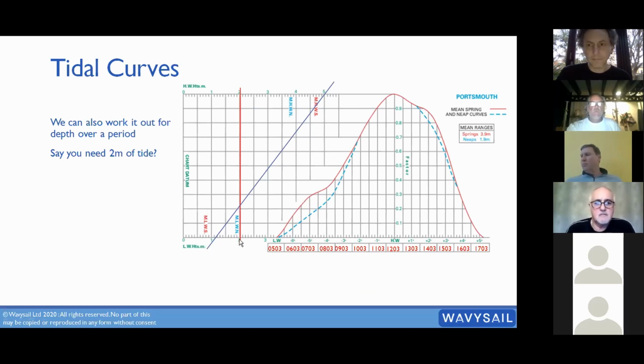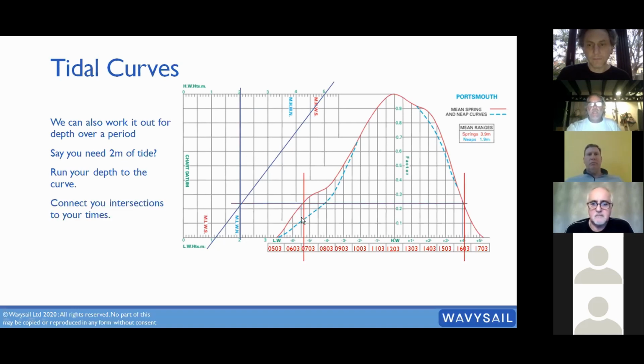Okay. We take our line from our 2 meter depth, and it meets there. So we come across to our curve. From the curve, we come down there and come down here, which means between that line and that line, we're literally going to have more than 2 meters of tide.